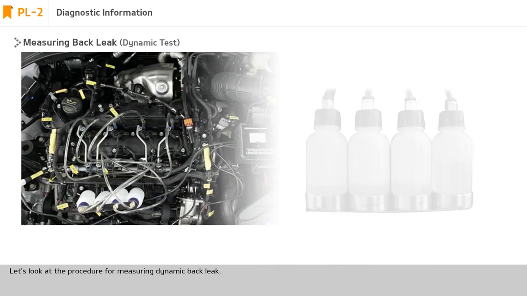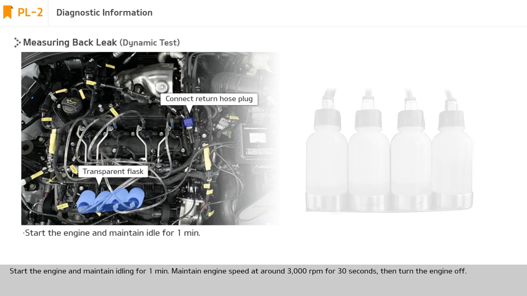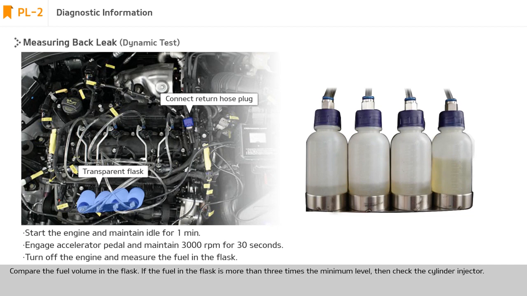Let's look at the procedure for measuring dynamic back leak. First, connect a transparent hose and flask. Block the return hose with a plug. Start the engine and maintain idling for 1 minute. Maintain engine speed at around 3,000 RPM for 30 seconds, then turn the engine off. Compare the fuel volume in the flask. If the fuel in the flask is more than 3 times the minimum level, then check the cylinder injector.